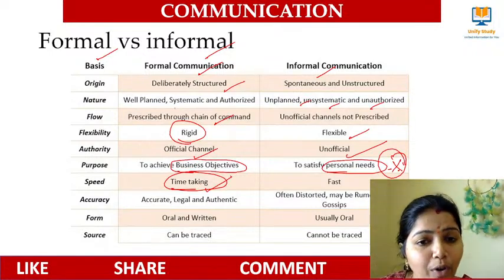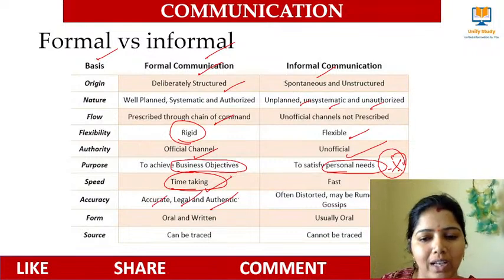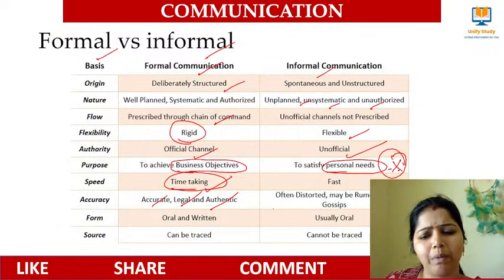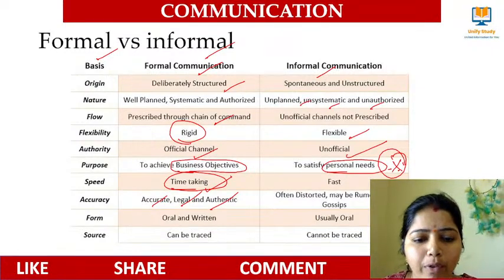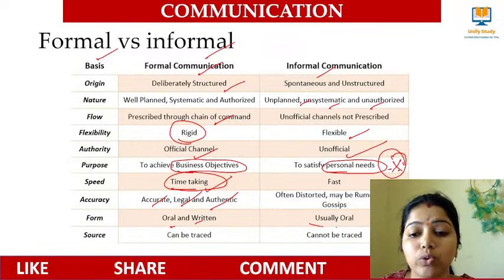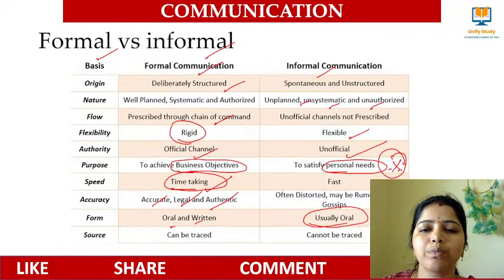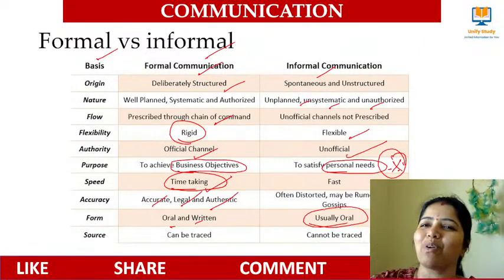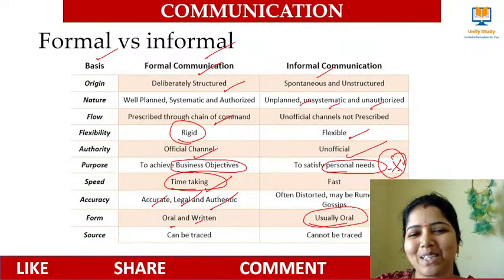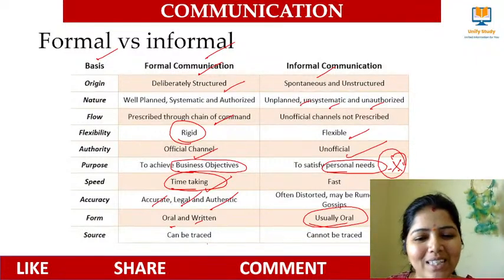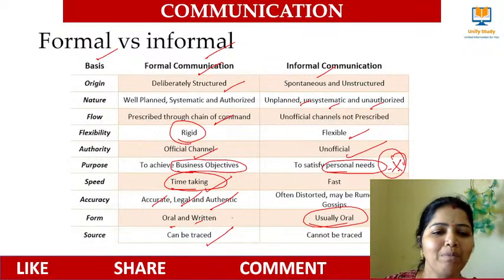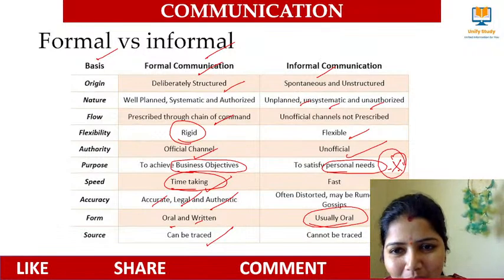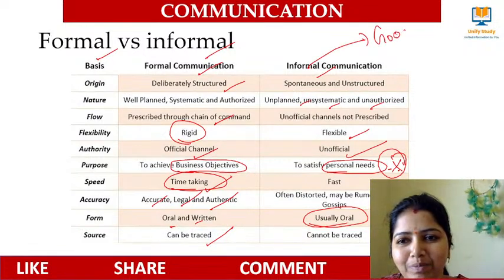The accuracy of formal communication is very high; it is legal and authentic. But informal communication may be distorted, it may be a rumor or gossip. The form of formal communication is oral and written. Informal is usually oral. Will anybody gossip through writing? No. Will they give any written agreement? No, they just say whatever comes to their mouth. That is informal communication. Formal communication can be traced to where it came from, but we cannot trace informal communication. An example is gossip.